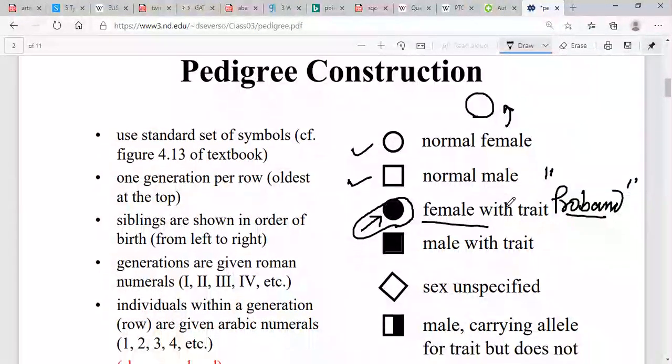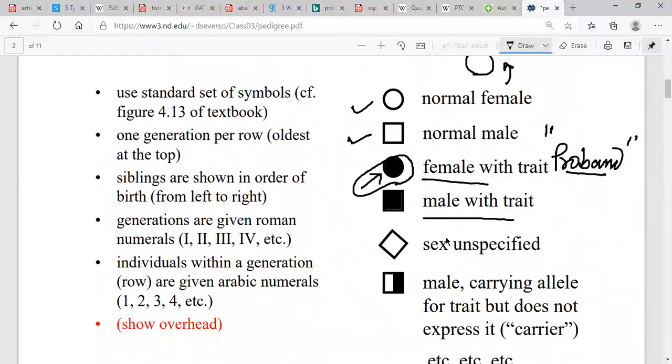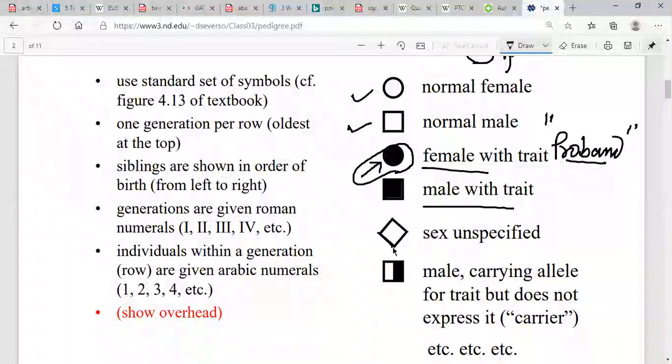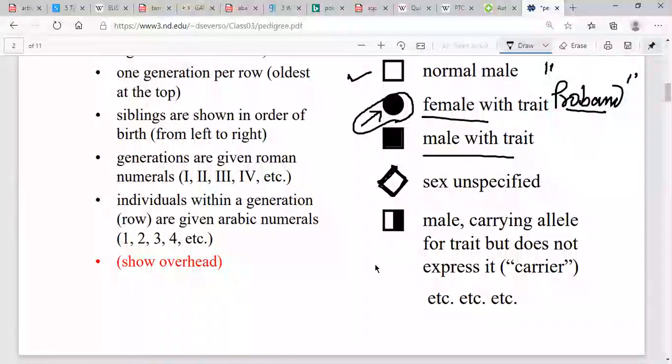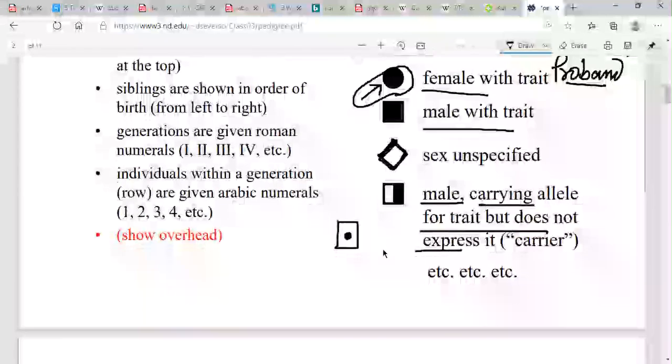Similarly, a square that is embossed or filled we call a male with the trait. Here, the rhombus-like structure, this kind of structure, represents an unspecified gender. A half-filled square or circle means a male or female carrying the allele or trait but not expressing it. So you can use this symbol for the carrier as well, meaning it carries the gene for the trait but doesn't express it. So these are the carriers and so on and so forth.